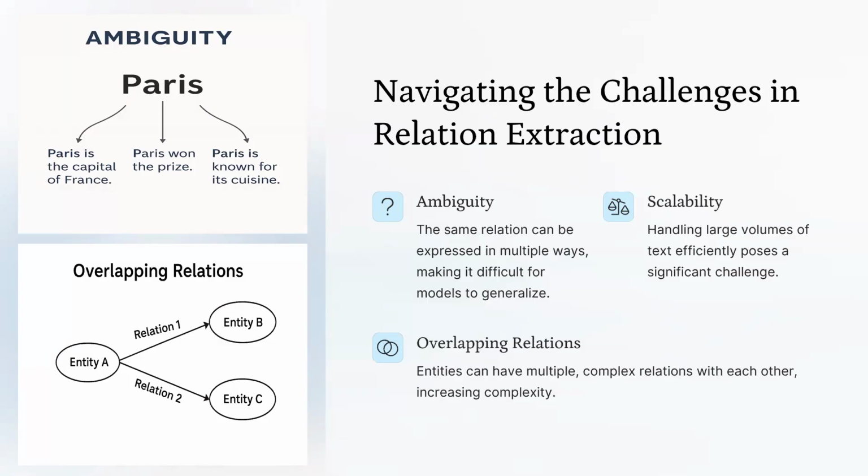And the second one is overlapping relations. This happens when the same entities participate in multiple intertwined relationships. For example, an entity A can be related to both entity B and entity C in two different ways. This complexity increases the difficulty of accurately capturing all relevant information in a single piece of text.